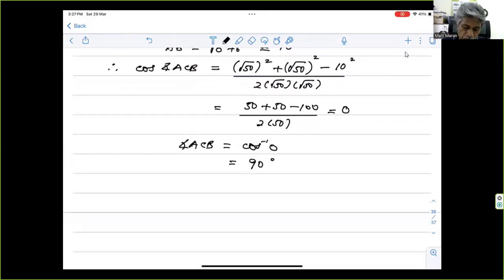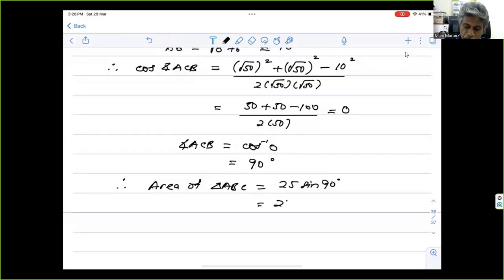Okay. So now we can find what is the area of triangle ABC. Area is equal to 25 sine of 90 degree. So sine of 90 we know is equal to 1. So this will be 25 unit square. Okay, so that is the area of triangle ABC. So that is answer for part 1.